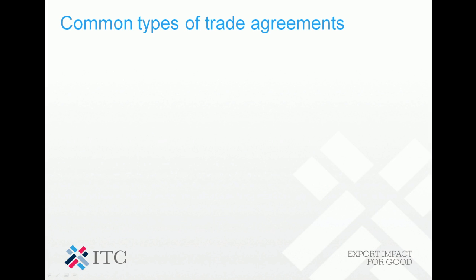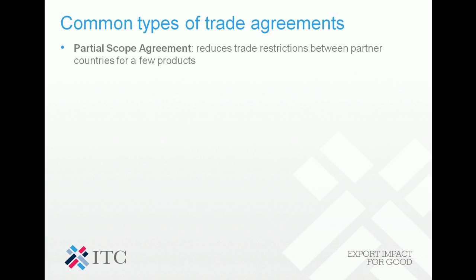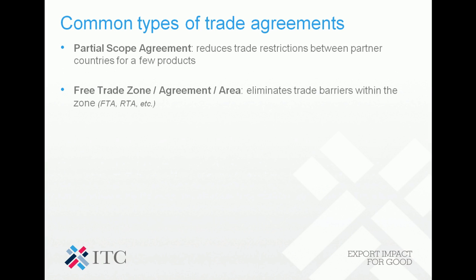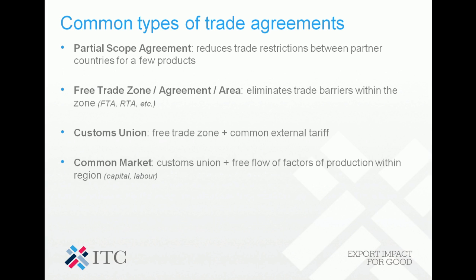There are different types of trade agreements to be distinguished. All of them are included in Market Access Map. Partial scope agreements reduce trade restrictions between partner countries for only few products. Free trade zones, agreements or areas eliminate trade barriers within that zone. Customs unions include a free trade zone and a common external tariff, whereas common markets additionally imply the free flow of factors of production such as capital and labor within the region.